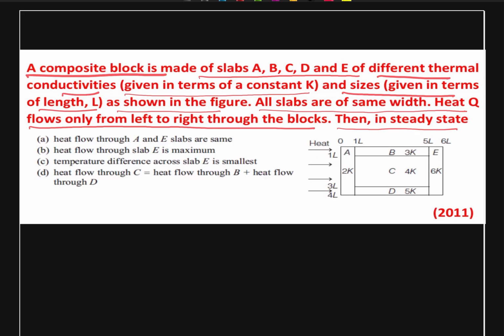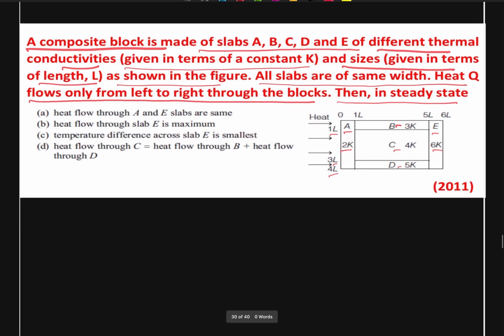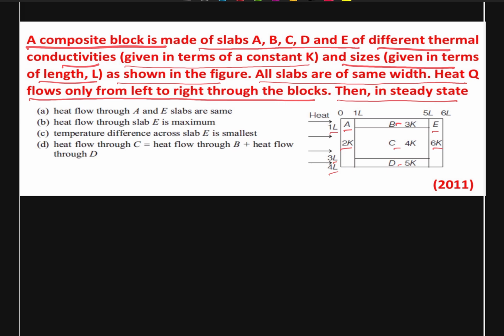So we are given that we have 5 blocks A, B, C, D as well as E, and their thermal conductivities are mentioned as well as their lengths are given. Okay, so we have to find out at steady state what will be the condition. So this question we are going to solve using the thermal resistance concept. Okay, we are going to convert this entire block into a series parallel combination of our thermal resistances. So for that we should know the value of the thermal resistance. That is based directly on the formula.